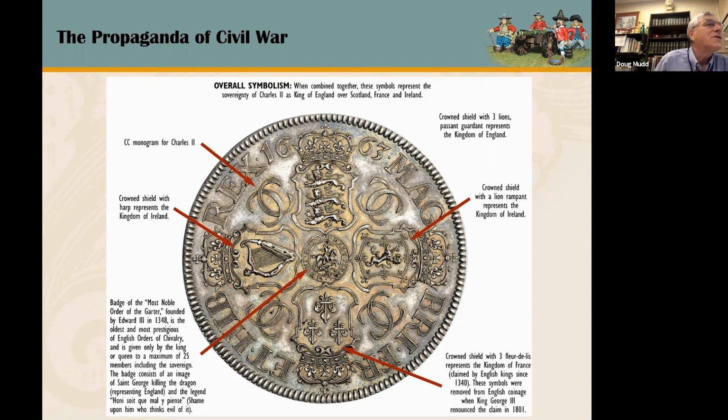The CC monogram for Charles II, the crown shield with the harp representing Ireland, the lion of Scotland, the three lions passant gardant represent the Kingdom of England. And then at the center, the badge of the Most Noble Order of the Garter, founded by Edward III in 1348, which was the oldest and most prestigious of English orders of chivalry and is given only by the king or queen to a maximum of 25 members. So this was put at the center as representing the highest of orders and enhancing the coinage.